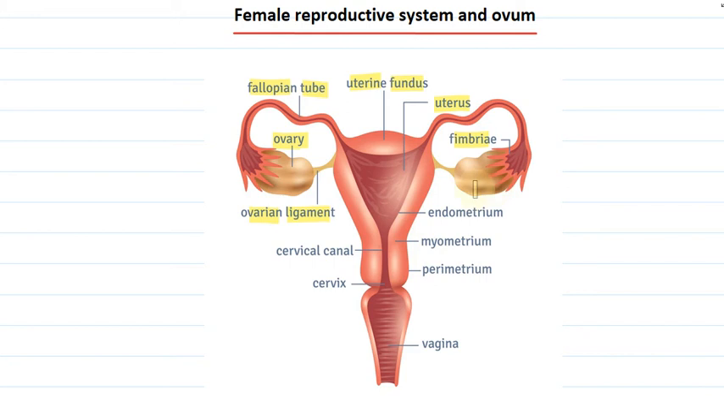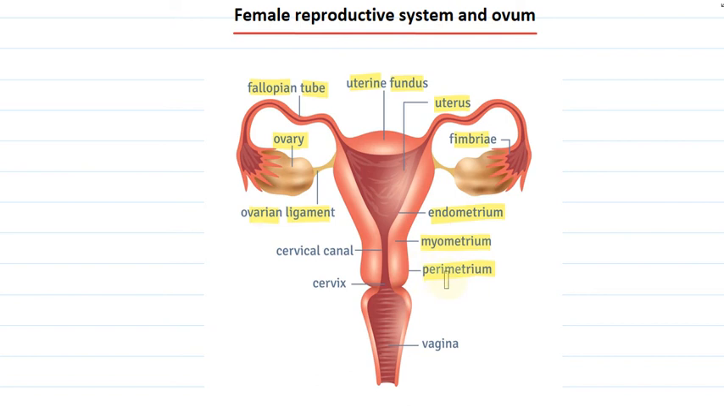Now the wall of the uterus consists of three layers: endometrium, myometrium and perimetrium. The endometrium is the inner glandular layer lining the uterine cavity, and it undergoes cyclical changes during the menstrual cycle. The myometrium is the middle thick layer made up of smooth muscles, and it undergoes strong contractions during the delivery of the baby. The perimetrium is the external thin membranous layer.